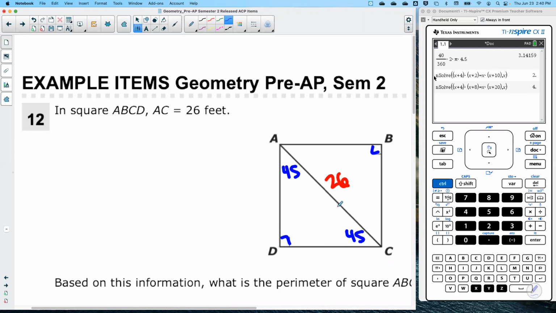All right, look on your formula chart. Don't say it out loud yet until everybody sees it. Look it up. A 45, 45, 90. There is a relationship.